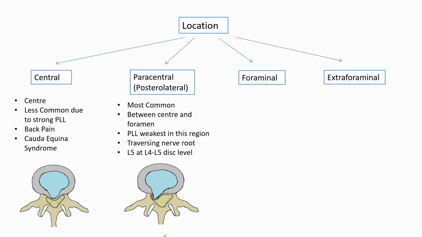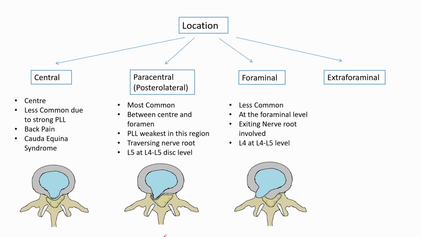The paracentral type is also known as the posterolateral type. It is the most common and it is herniation between the center and the foramen. Because the PLL is weakest in this region, this is the most common type of disc herniation. Here the traversing nerve root is involved, which is the lower nerve root at the disc level. So at the L4-L5 disc level, it is the L5 nerve root which is involved.